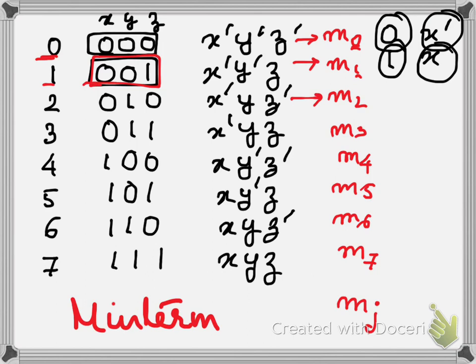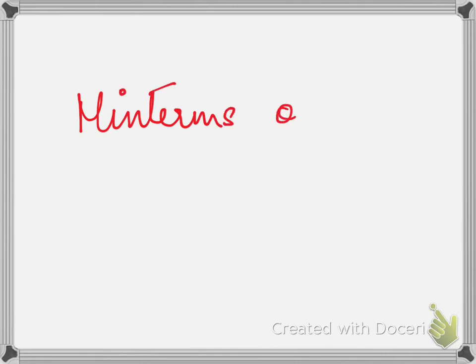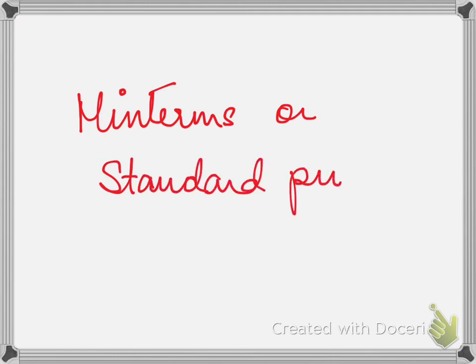Now here we have combined each of these by using the AND operator. Because the AND operator is like the product of regular arithmetic, these are known as min terms, or they are also called standard product. So this is the min terms.